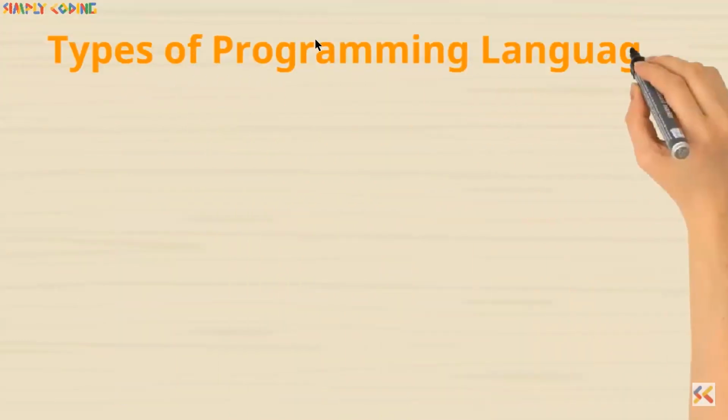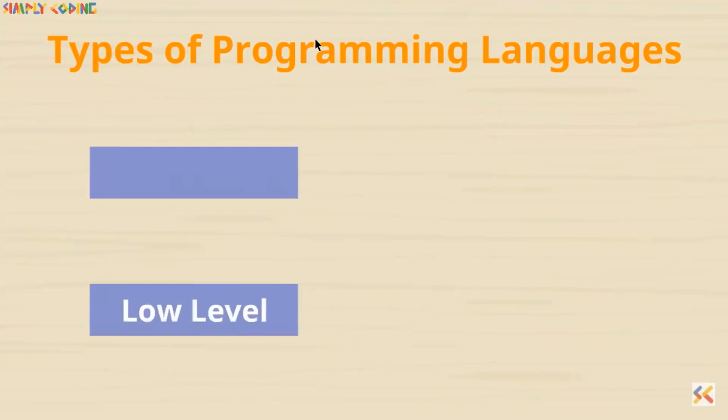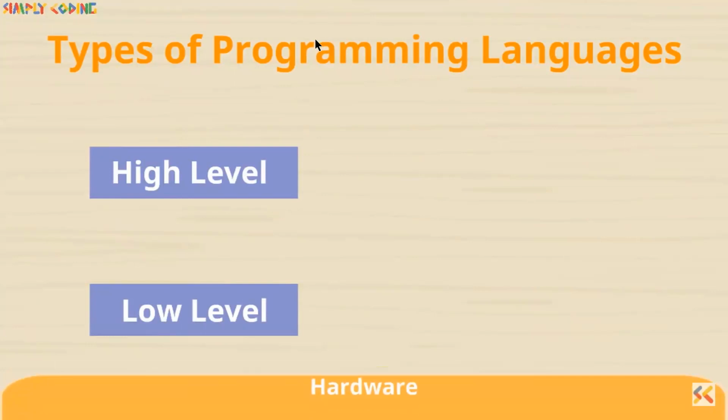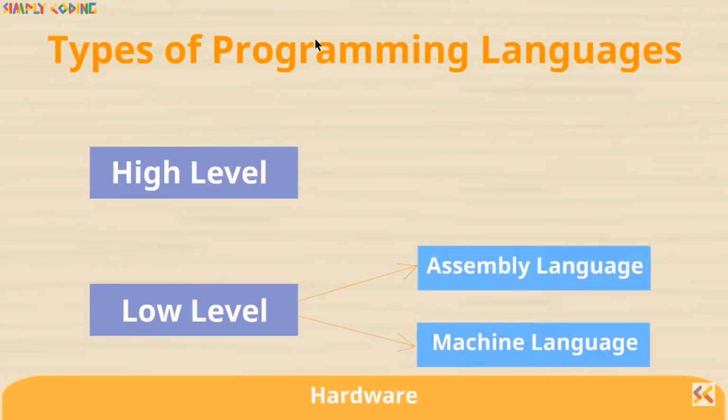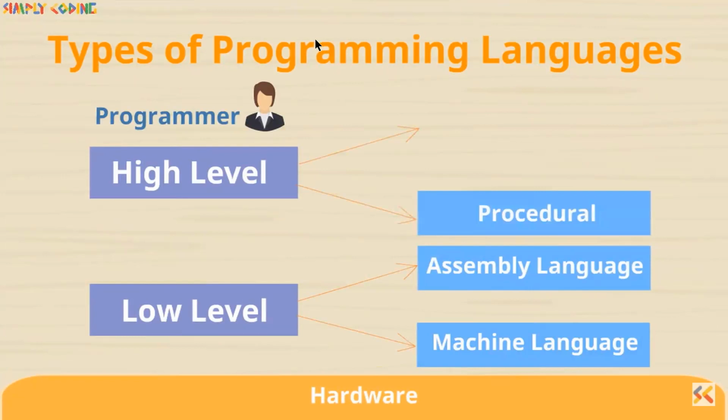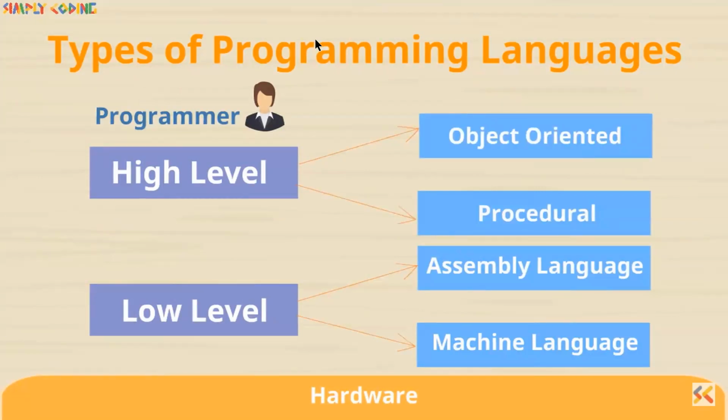There are different types of languages. The programming languages are divided into two types, low level and high level. Low level is a language which machine understands and is of two types, assembly and machine language. High level languages are more user friendly and closer to human language. They are of two types, procedural and object oriented. Let's learn more about each of them.